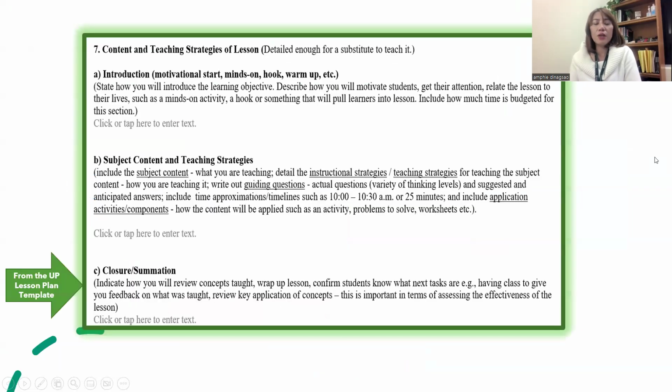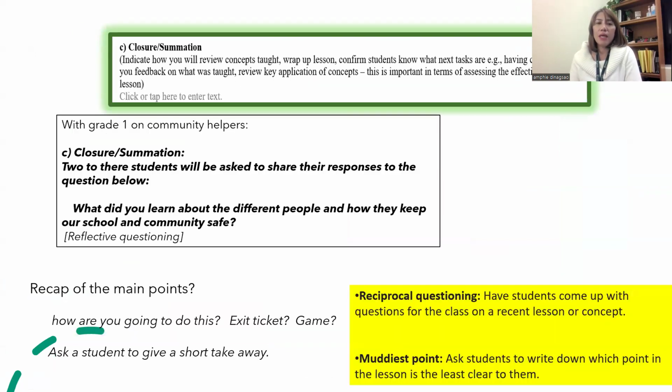Okay, last is closure. Closure, how are you going to close the lesson or end the period? You don't just say, okay, everyone, that's it, let's just wrap up. You have to facilitate. So maybe in my example of instructional objective and lesson planning, I would write there 2 to 3 students will be asked to share their responses to this question below, so that it's properly facilitated.